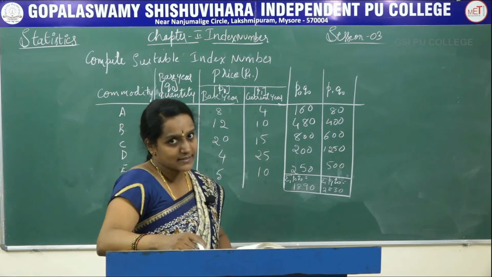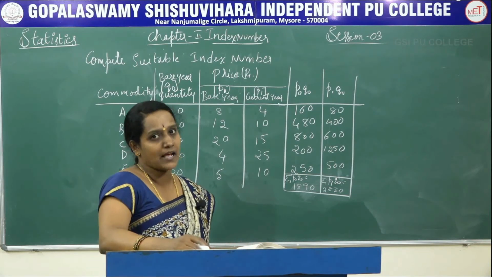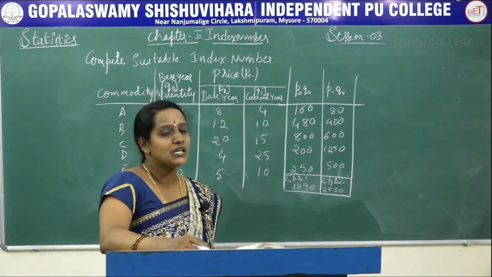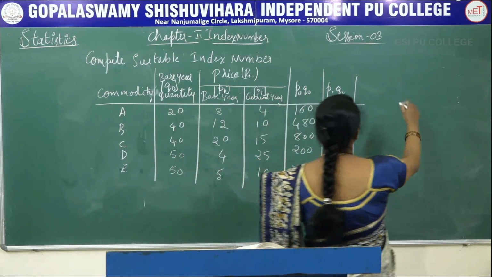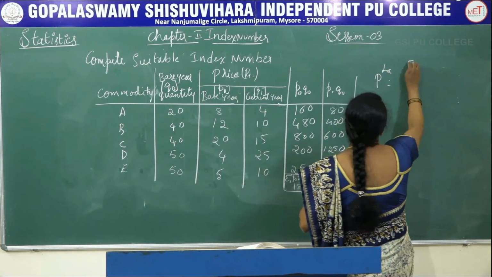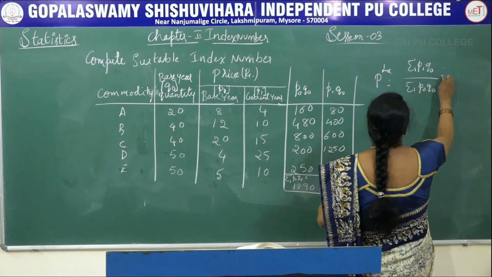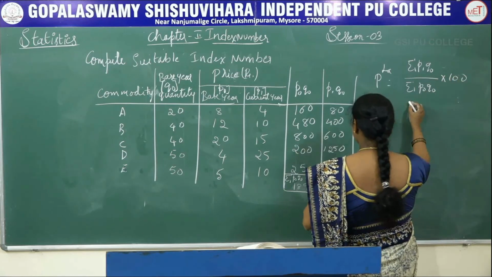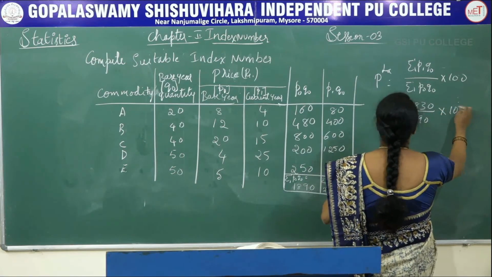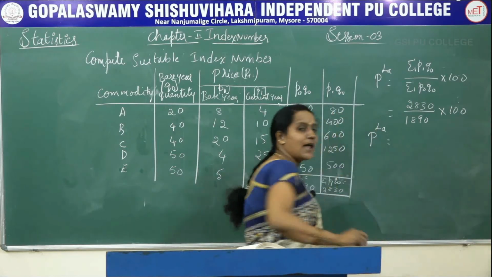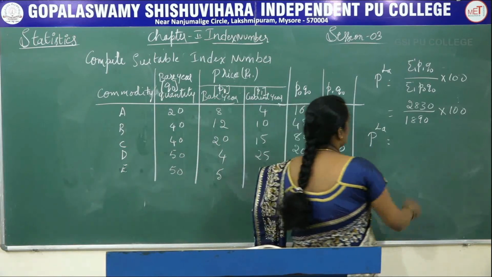For Laplace price index number, we will consider the Q0 value, that is the base year quantity. For Paasche's, we will take the quantity of the current year. So the suitable index number is Laplace, that is summation of P1Q0 by summation of P0Q0 into 100. So this is 2830 by 1890 into 100. So the Laplace price index number is 149.74.